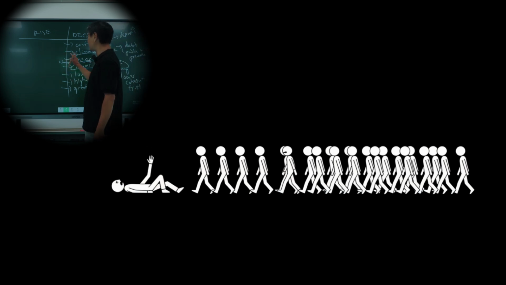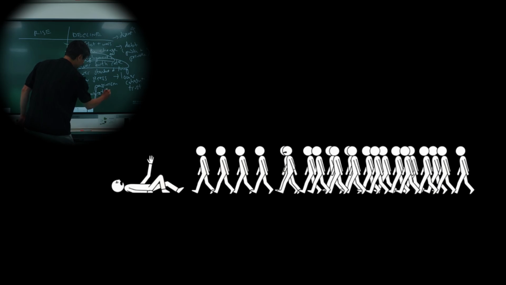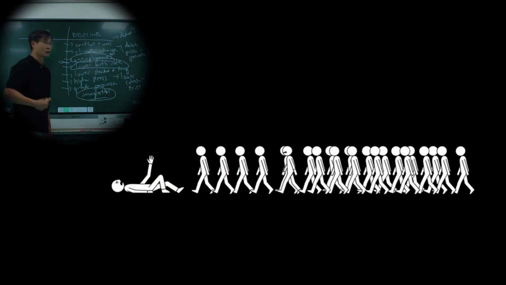The rise, it's the opposite. Also, another sign of decline that's very important, that doesn't really happen in China but happens in the Western world, is immigration. Immigration is a huge issue in the Western world, and we will discuss immigration in future classes. But immigration is a sign of decline because it reduces cohesion, and it also reduces the standard of living.